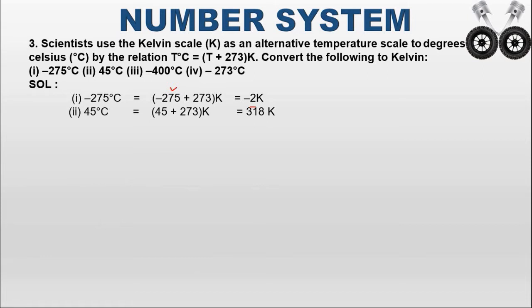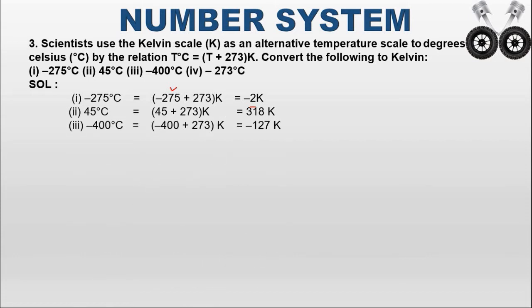So what is the second problem? 45 degrees Celsius. So here T is 45. So 45 plus 273 Kelvin equals. Both have the same sign, which means we have to add. Whenever I add, I will get the answer as 318.